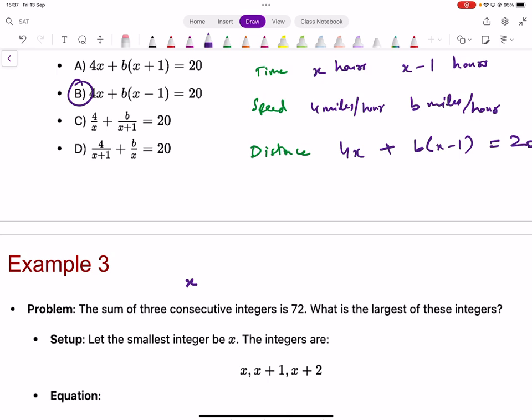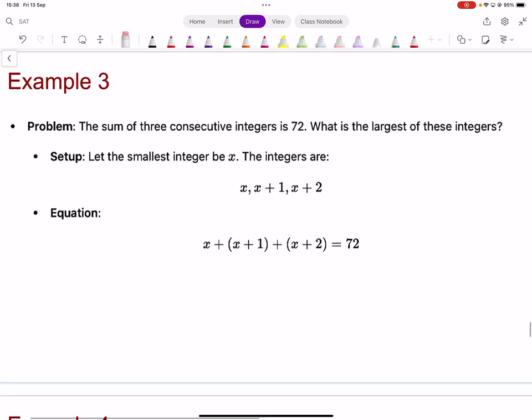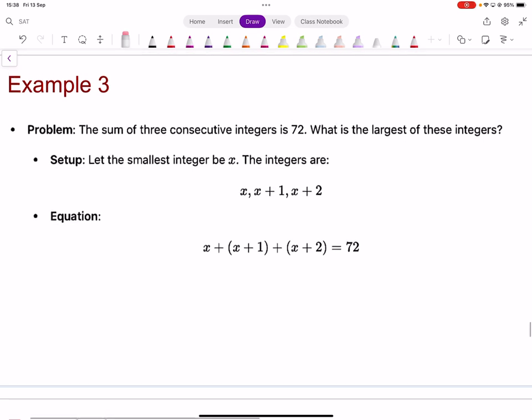Now we can make an equation using these 3 numbers. Since the sum of these numbers has to be 72, we add these three numbers up and the result should be 72. So we say x plus x plus 1 plus x plus 2, that should equal 72. You can solve this equation. This gives you 3x plus 3 equal to 72. X equals 69 over 3, which is 23.